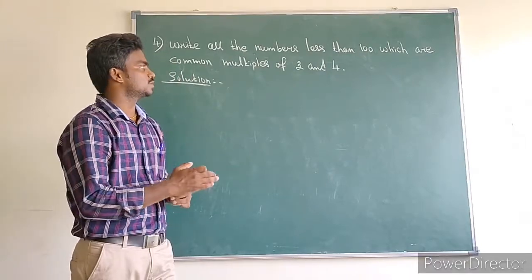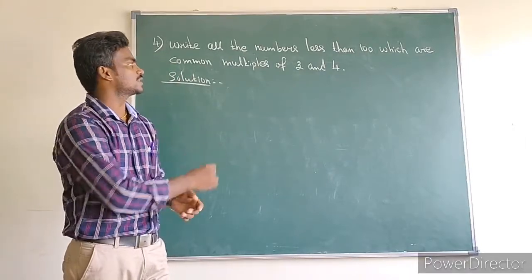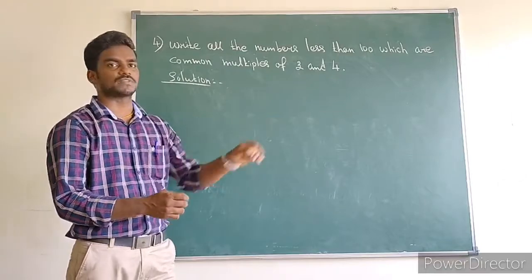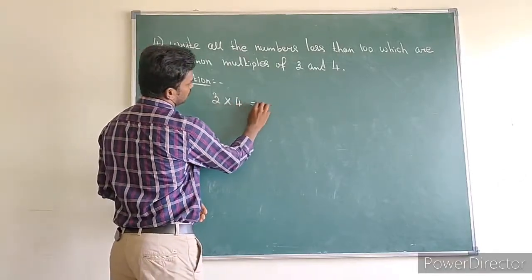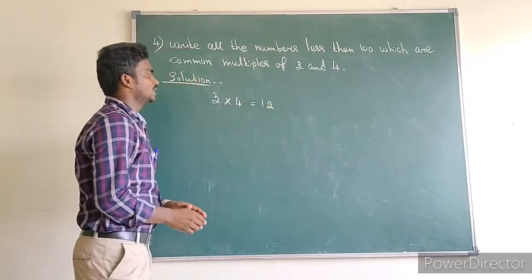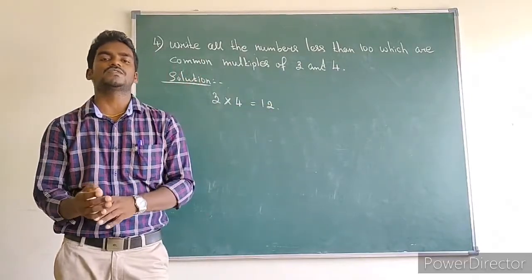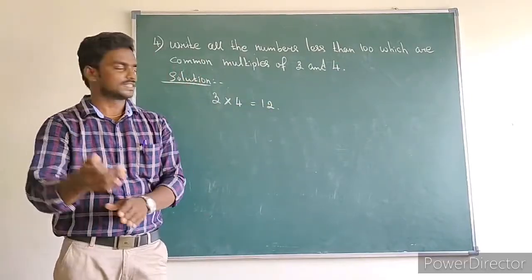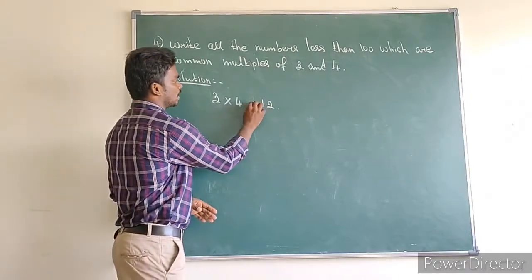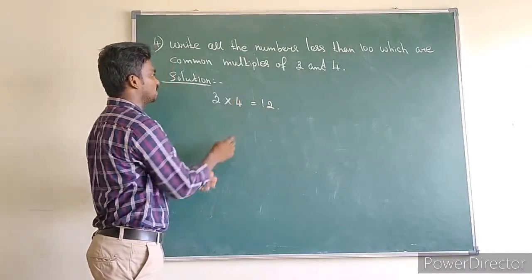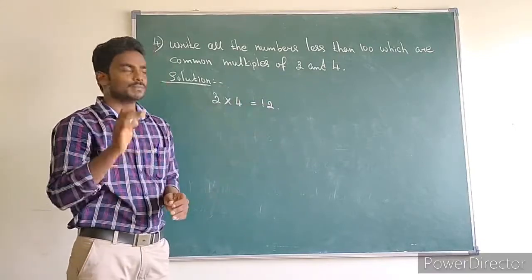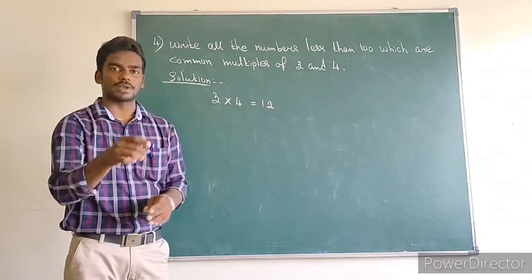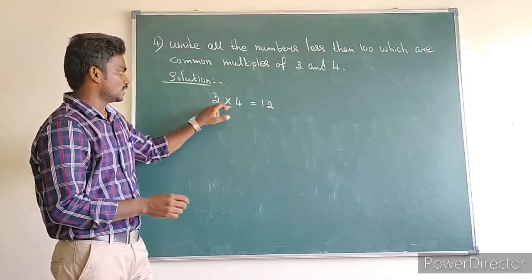This method is difficult, so we have a shortcut to find the common multiples of 3 and 4. What is 3 times 4? 12. We know that a number divisible by 2 and 3 is also divisible by 6. The same condition holds for multiples of 12. A number divisible by 3 and 4 is also divisible by 12, because 3 and 4 are co-prime numbers. So 3 times 4 equals 12.